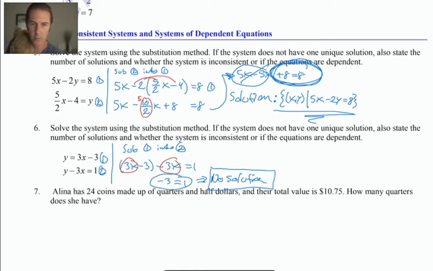So Alina's got 24 coins. And the question is, how many quarters does she have? We don't know how many quarters or half dollars she has. So I'm going to say that Q is going to represent the number of quarters, and I will say that capital H is going to represent the number of half dollars.